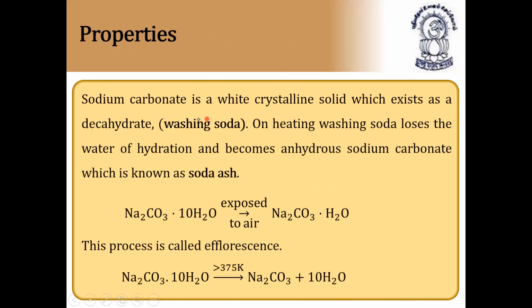Next, sodium carbonate properties. That is the preparation of sodium carbonate. Sodium carbonate is a white crystalline solid which exists as decahydrate, that is Na2CO3·10H2O. On heating, washing soda loses the water of hydration and becomes yellow anhydrous sodium carbonate. So white changes to yellow color on heating, which is known as soda ash. When exposed to air, it forms sodium carbonate plus water. This process is called efflorescence. Removing water of crystallization is called efflorescence.